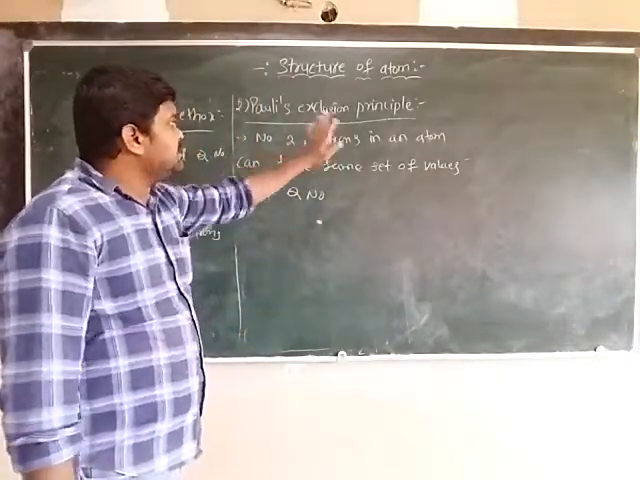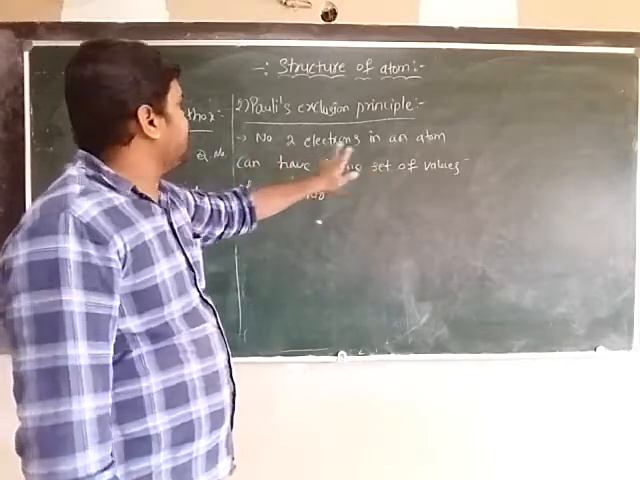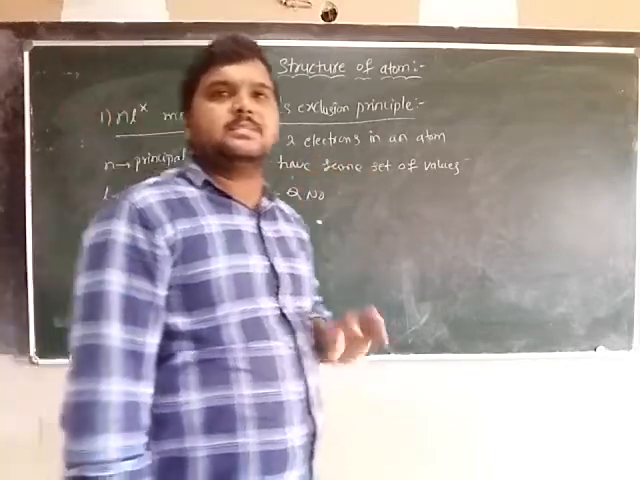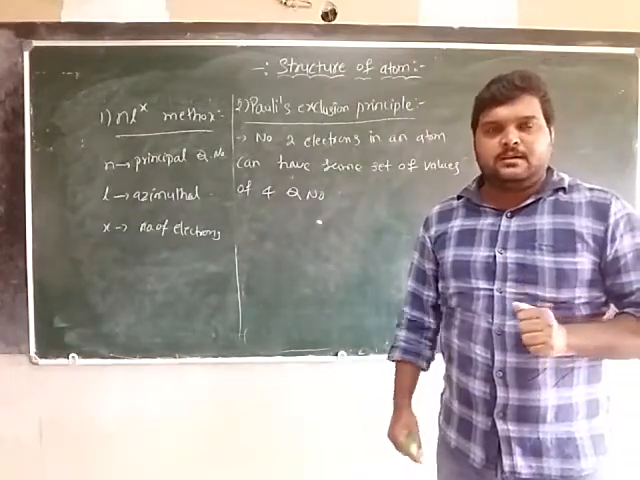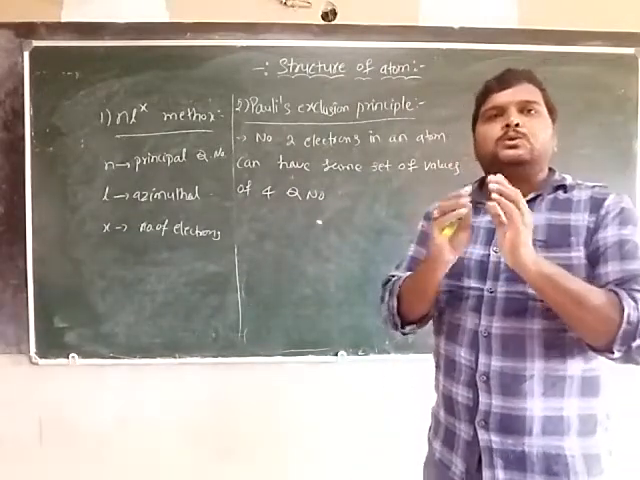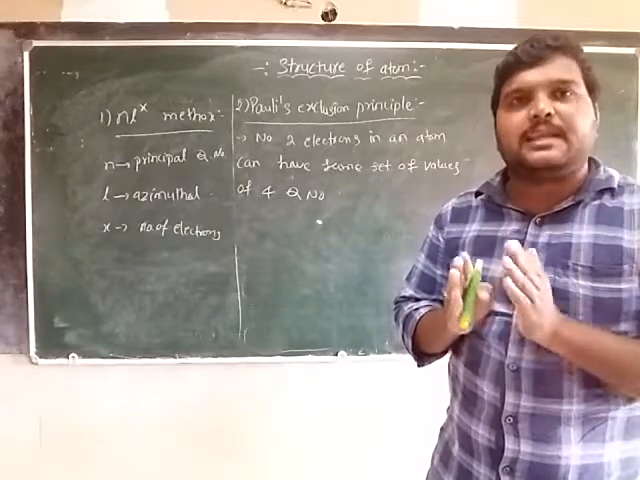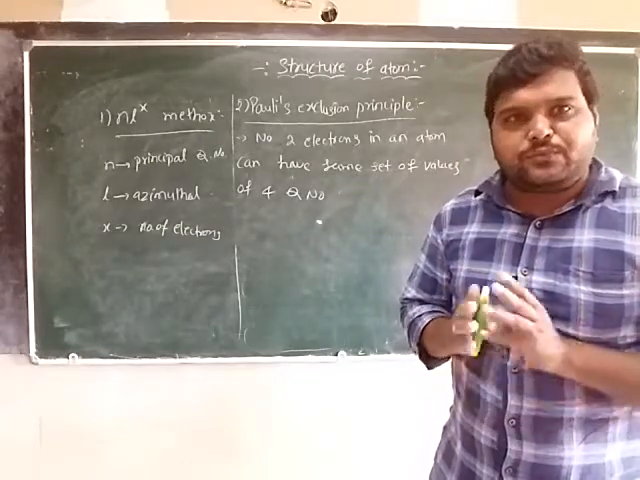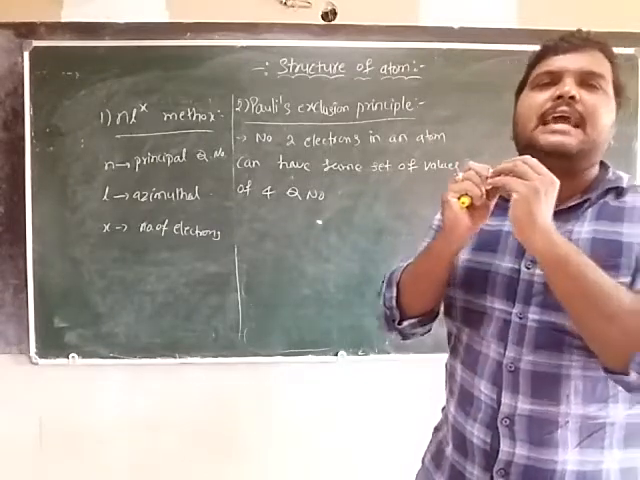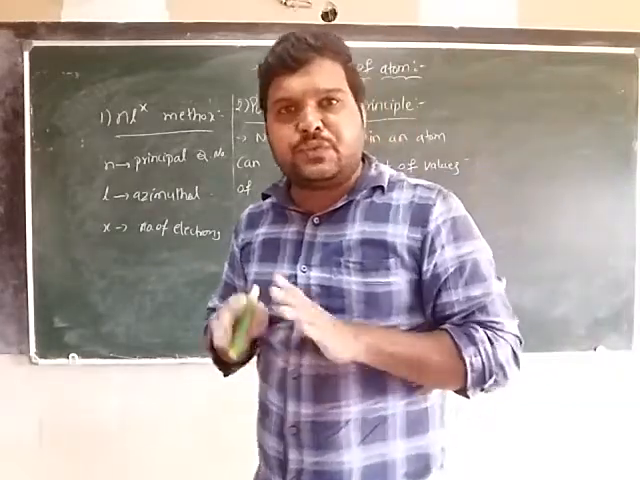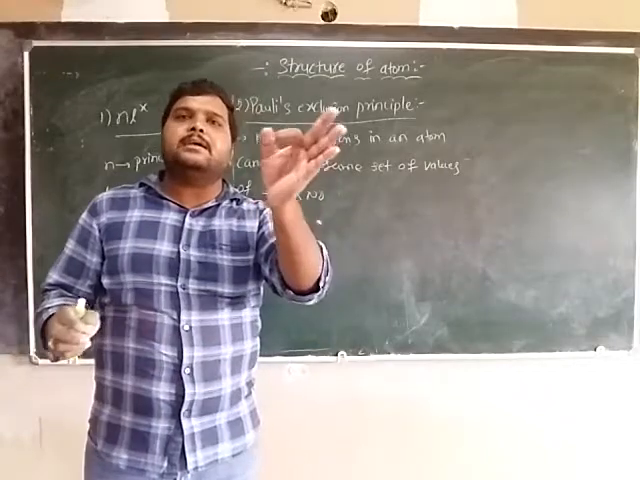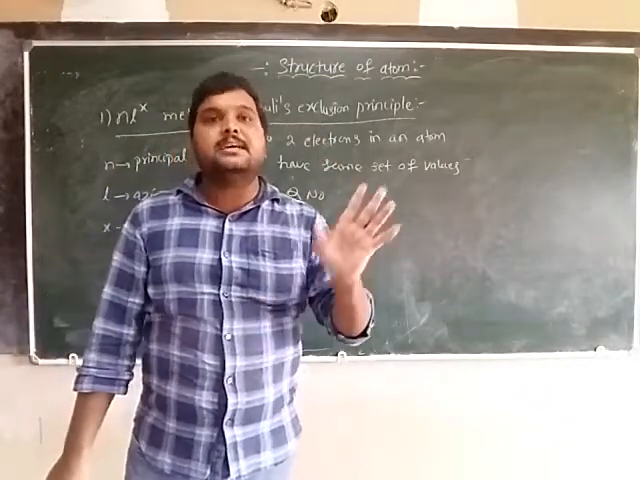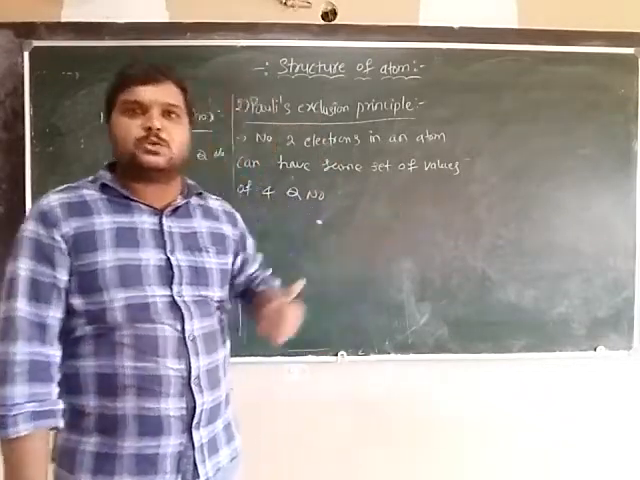No 2 electrons in an atom can have the same set of values of 4 quantum numbers. That is Pauli's exclusion principle. Is it clear? One side I am saying no 2 electrons in an atom can have the same set of 4 quantum numbers. If you take any electron which is filled in the orbital, at least 1 quantum number varies. That is Pauli's exclusion principle.